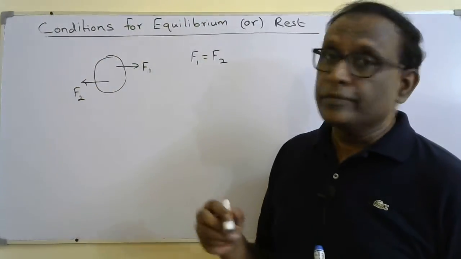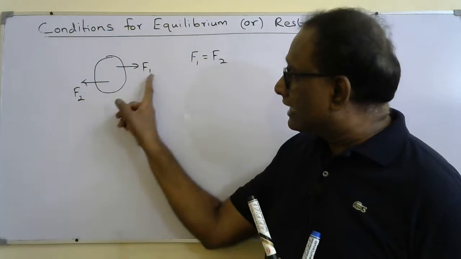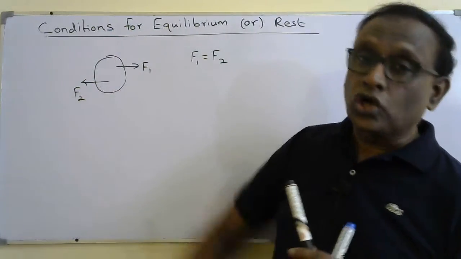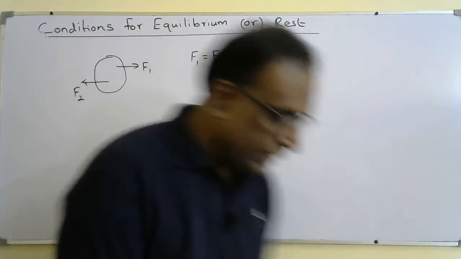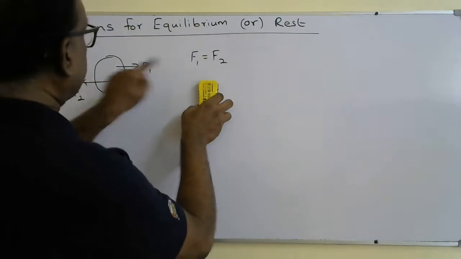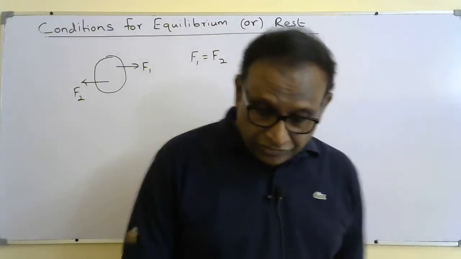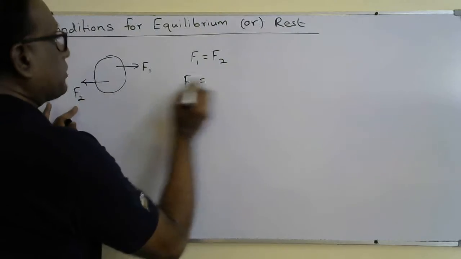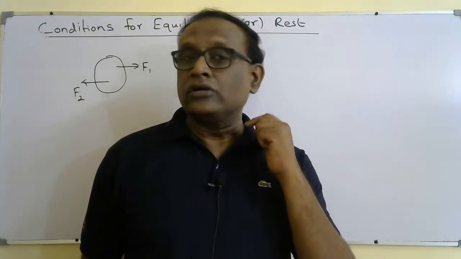Can it be at rest or equilibrium? No, it won't be at equilibrium or at rest. The reason: even if the forces have the same magnitude acting in opposite direction, it's going to rotate. You can see that if you keep an object like an eraser on a table and apply forces in opposite directions, but they are not along the same line, what will happen? It will rotate, so it won't be at rest. F1 equal F2 means the resultant force Fr is 0, yes, but the turning effect is there.